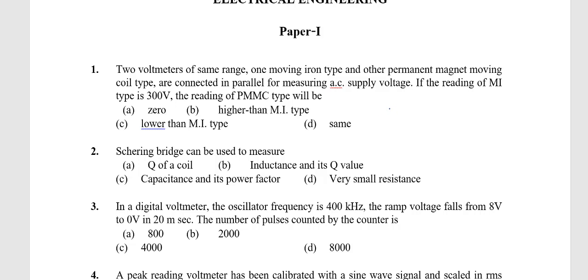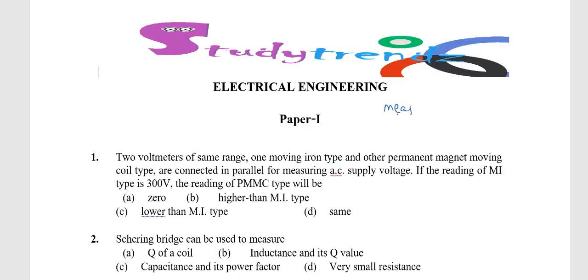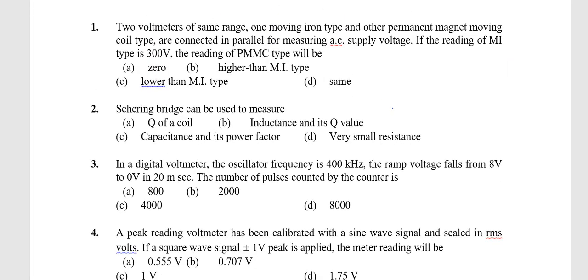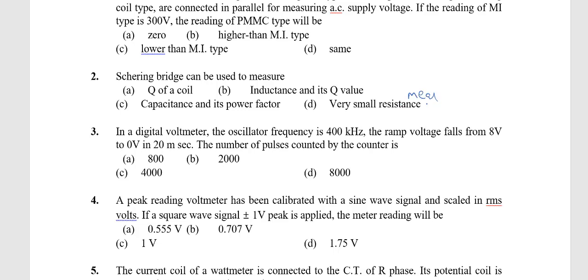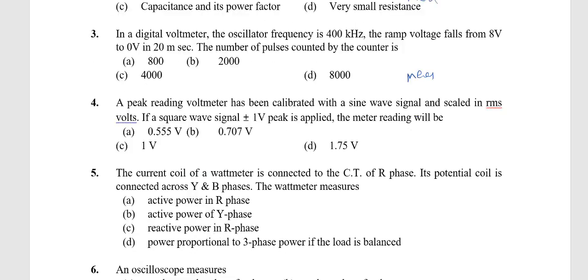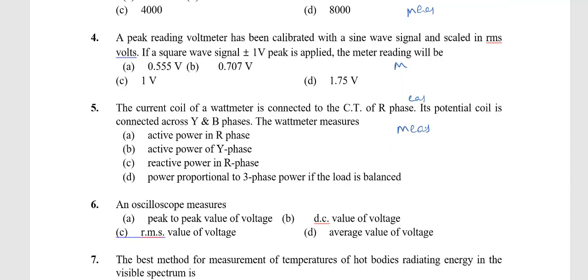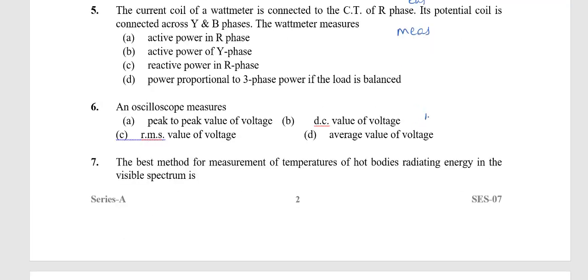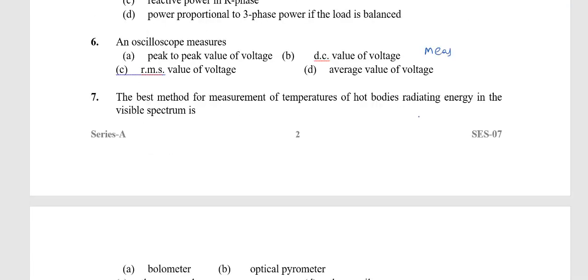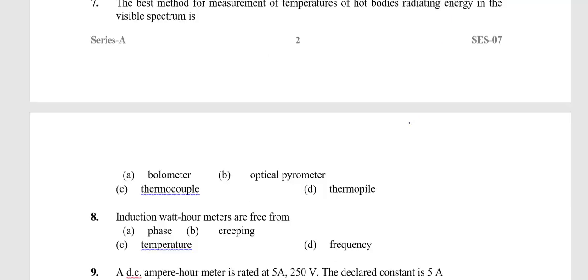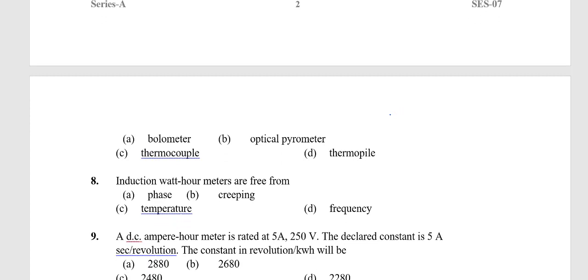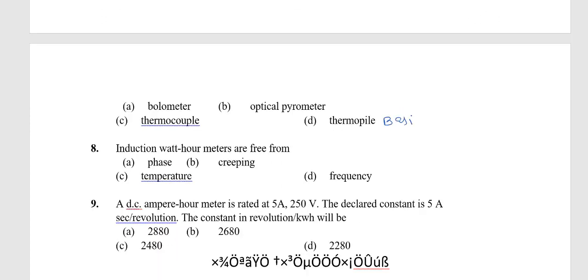So we are seeing such a type of question paper here. Let's see. First question is from measurements. Again, second question, measurements. Third question, measurements. This one CT, so measurements. Oscilloscope, measurements. Best method of measurement of temperature of hot bodies radiating energy in the visible range, this is a basic question, like a physics question. Induction, again measurements.